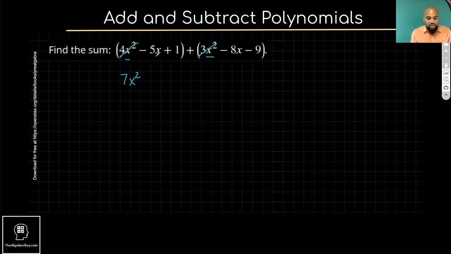And I have an x and an x. They can go together. So I combine those coefficients, negative 5 and negative 8. Negative 5 plus a negative 8 gives me a negative 13. And that variable is x. I'm going to cross those out to remember I've done that. And I have a 1 minus 9. 1 minus 9 would give me a minus 8. And that's it. So the only thing I want you to check here is that you're recognizing what like terms look like and knowing how to add and subtract those coefficients.